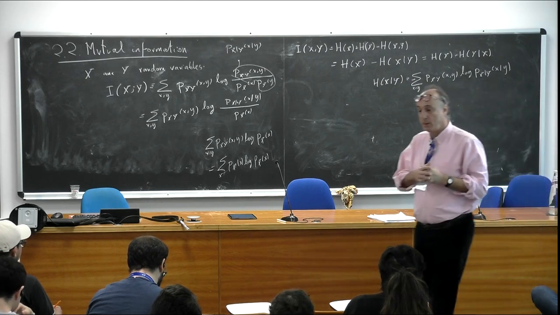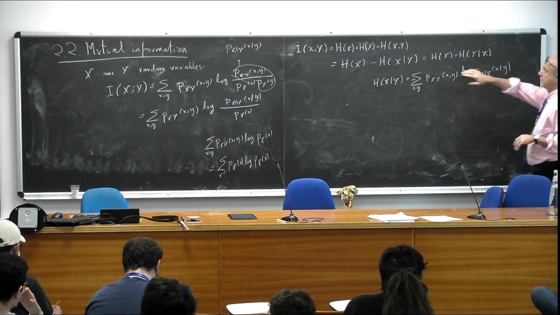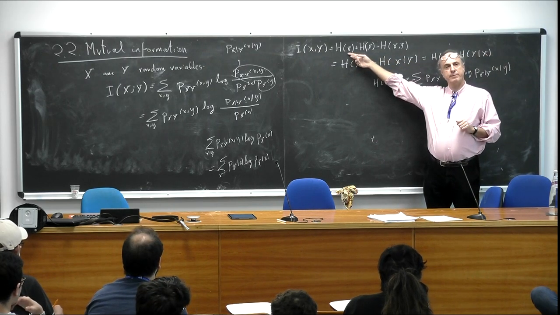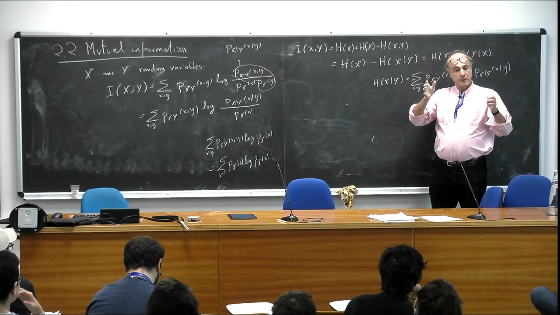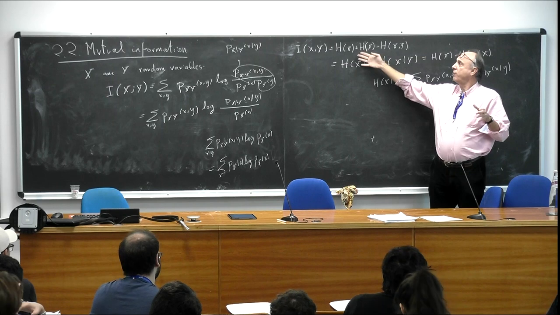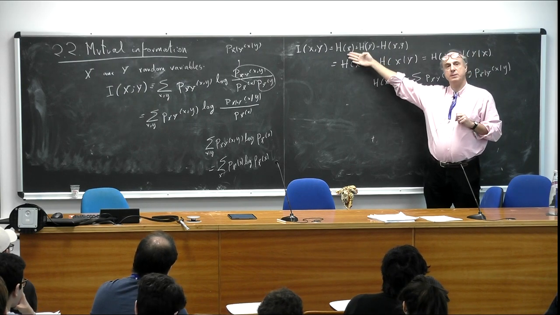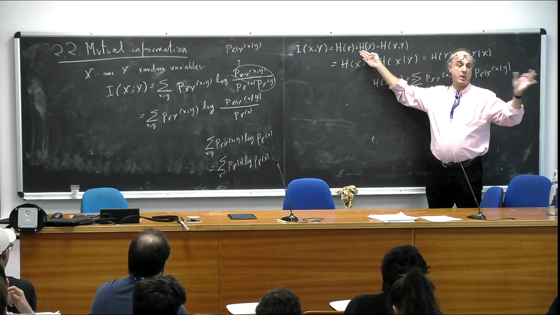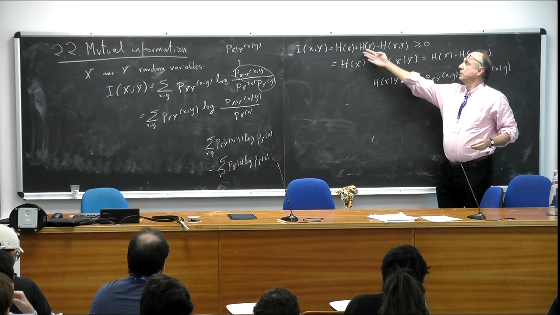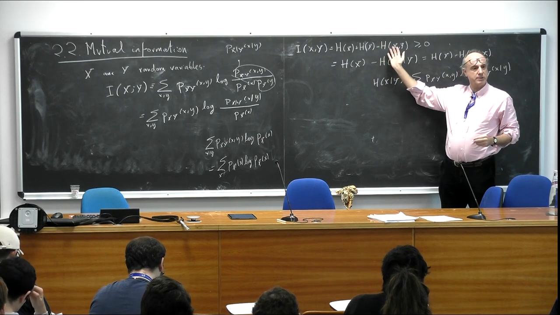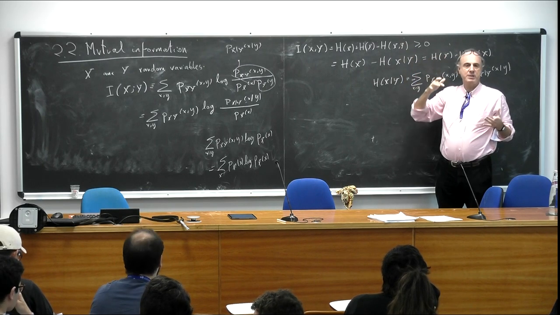This is the mutual information. Why this definition? Well, in this first formula, this is the number of bits you need to describe x. This is the number of bits that you need to describe y. And this is the number of bits that you need to describe the pair. So this is the number of bits that you save if you take into account correlations. This is positive, by the way. You need fewer bits to describe the pair than to describe x and y independently. So the mutual information is a measure of the correlation between x and y.